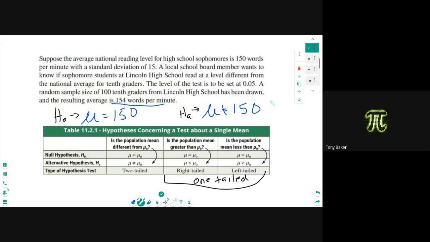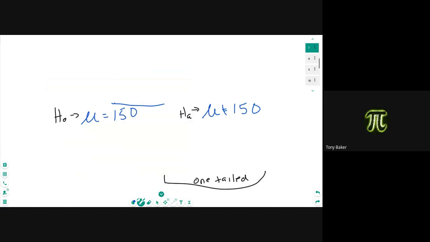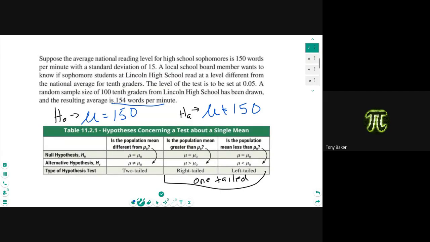What's the value that I'm testing? What's the value of my sample that I got? What information did they give us? They told me the average that they received was 154. So that's going to be my x-bar value, the 154, and we tested 100 students. The last piece of information we need to know is what our significance level is going to be. They said the level of the test is set to be 0.05. So that is my significance level.